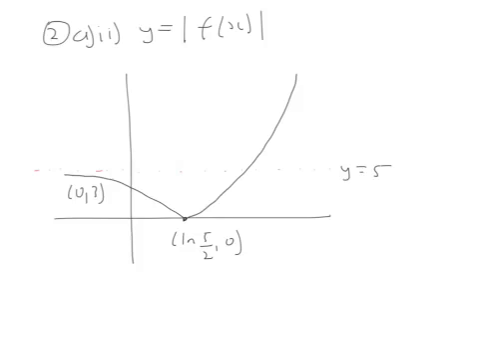Now comparing the two graphs, which is what we need to do in part B, the graph is the same for this part of the graph but it's different here. In part 1 it was down there, in part 2 it's up here. So in this part of the graph it's the same. So in other words, x is greater than or equal to ln 5 halves.